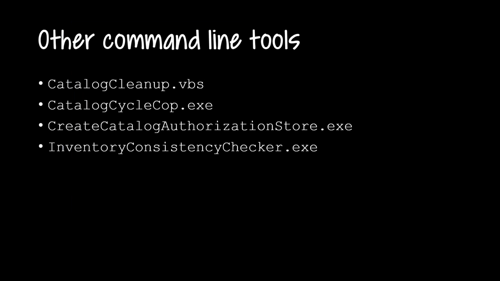Next we have create catalog authorization store.exe. This tool updates the catalog authorization policies. Now the catalog authorization policies contain definitions for catalogs, properties and languages used in the catalog. The authorization policy is used by the catalog web services, and the authorization system in Commerce Server is a subject in itself. So I will not go into it in this presentation, but I will go into this in one of the blog posts on my site. And the last tool is the inventory consistency checker, which, as its name implies, checks the inventory for consistency.